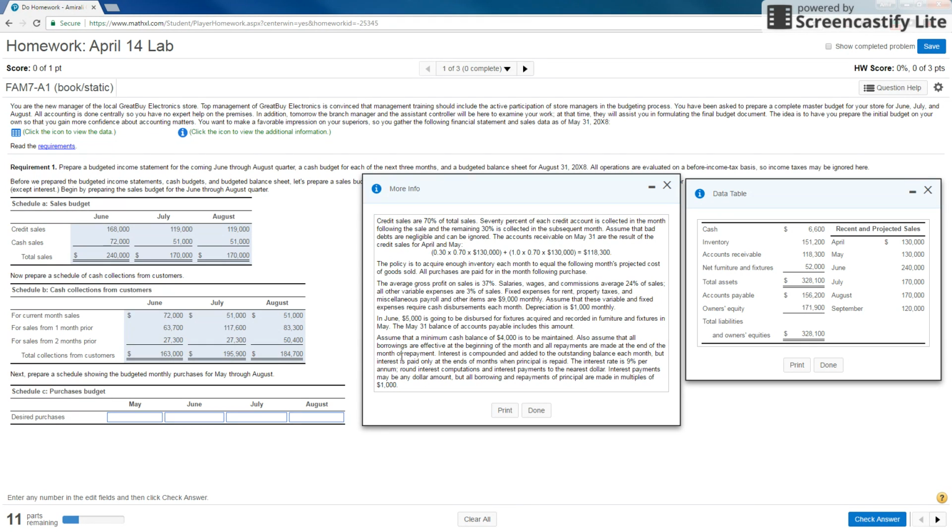So now they ask about purchase budget. So the purchase budget, as the question says, let me find that part of the question talking about this. So the policy is to acquire enough inventory each month to equal the following month's projected cost of goods sold. All purchases are paid in the month following the purchase. That's the keyword here. So I will buy the inventory equal to the sales of the following months, and I will pay it in the following months as well.